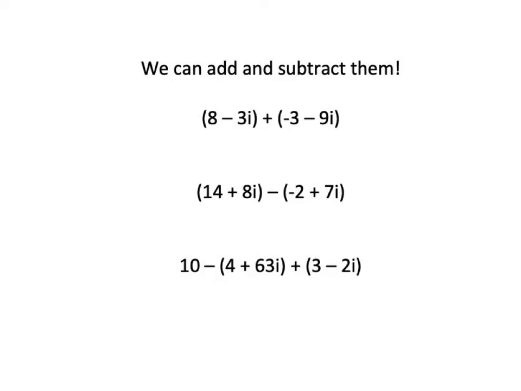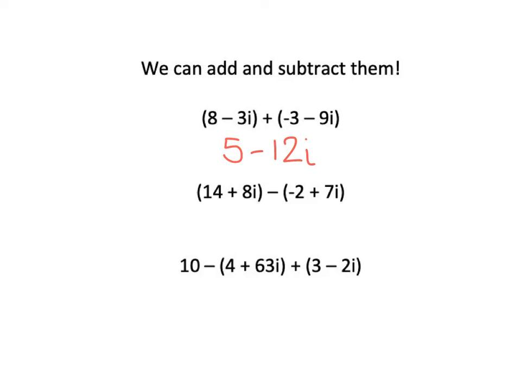We can do all kinds of operations with them. So first of all, we can add and subtract them. And the beautiful thing is this just kind of works like combining like terms. So when I look at this, the real part, 8 plus -3, is equal to 5. And then I have -3i plus -9i. Well, that's -12i. So I'm going to write this as 5 minus 12i. Just like if that were 5 minus 12x, I wouldn't be able to combine that. I can't combine this any further. This is in the correct form as well. We can subtract them as well.